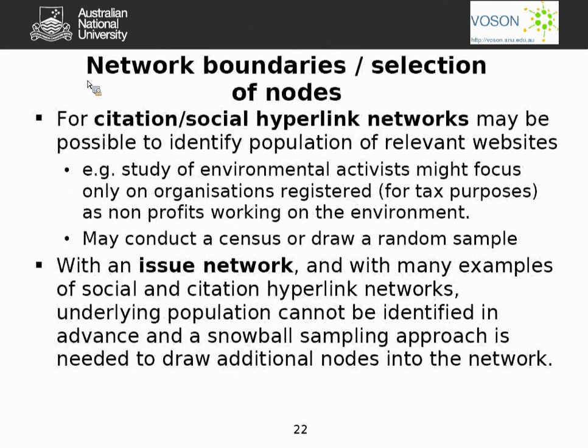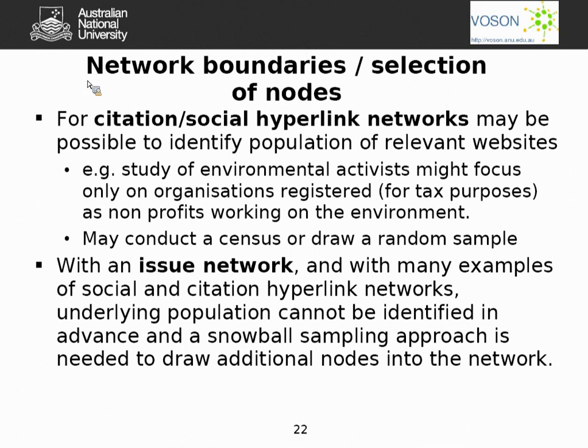The third question that Laumann and others raised is the issue of network boundaries. With citation and social hyperlink networks, it may be possible in advance to specify a population of websites that you're interested in. For example, you might be interested in studying environmental activist organisations who have some official status, in the sense that they're officially registered as non-profit organisations in the US for tax purposes, so there might be some sort of listing of them. That could then be your population, and then you could conduct a random sample of those sites, and I've seen work like this, and then construct the hyperlink network of that random sample.